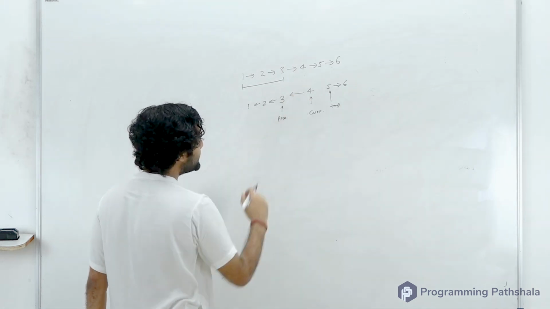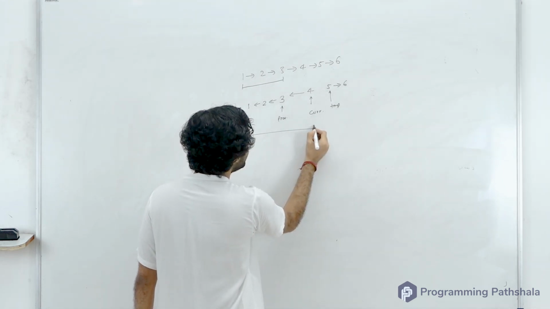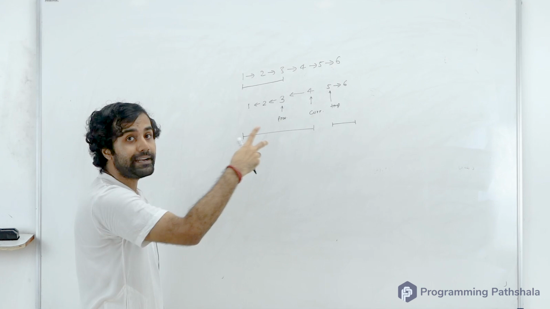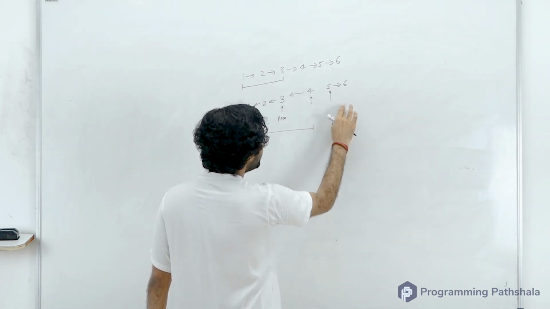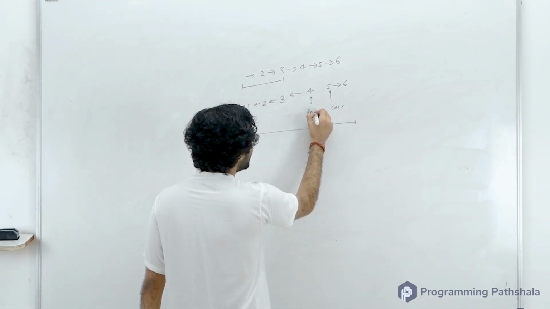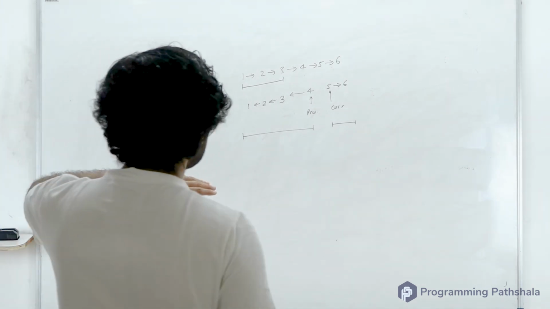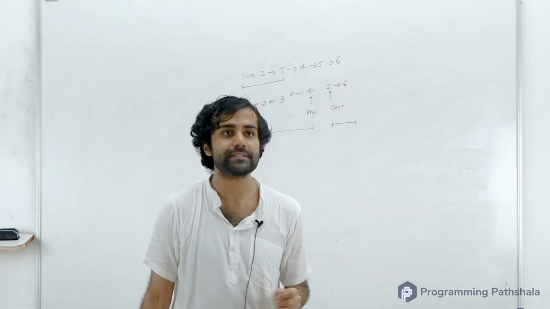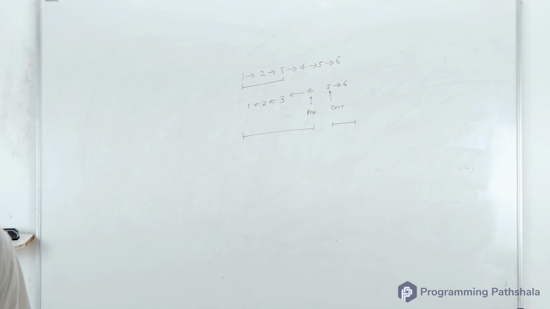And now once I have done this, this is my one portion which is reverted, and this is my another portion which is not reverted. Now I need to change my previous and current accordingly. So what should be my new current? My new current should be my temp, and my new previous should be the old current. So I just have to repeatedly keep on doing this as long as my current doesn't become null. The moment my current becomes null, it simply means that I have reverted the entire linked list.